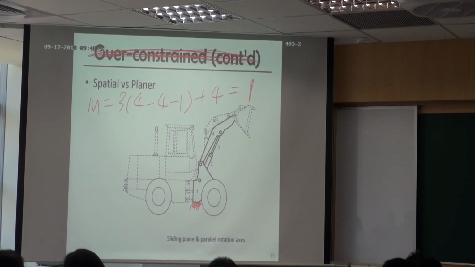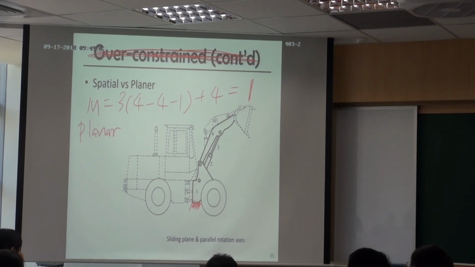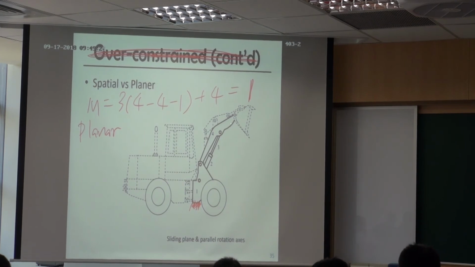So if we consider this as a planar mechanism, we know the mobility is going to be 1. And we know this mechanism is going to move. Usually we use this piston as an actuator. We use a hydraulic actuator, so it can move linearly to push this bar 3 back and forth, and then you just move the rest.